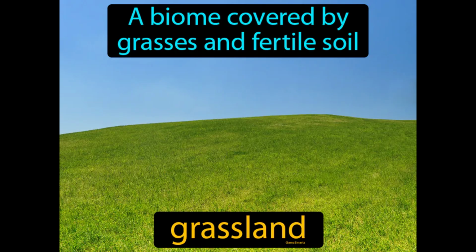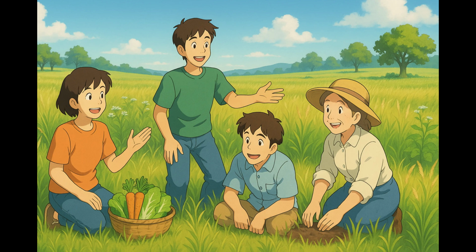A biome covered by grasses and fertile soil. Grassland. Grasslands are large, open areas where the main plants are grasses, which support many animals and help maintain the ecosystem. Imagine trying to maintain a balanced diet where you need a variety of nutrients to keep your body healthy.